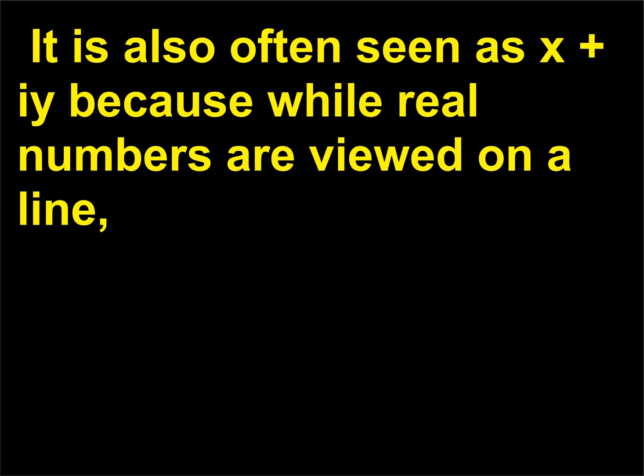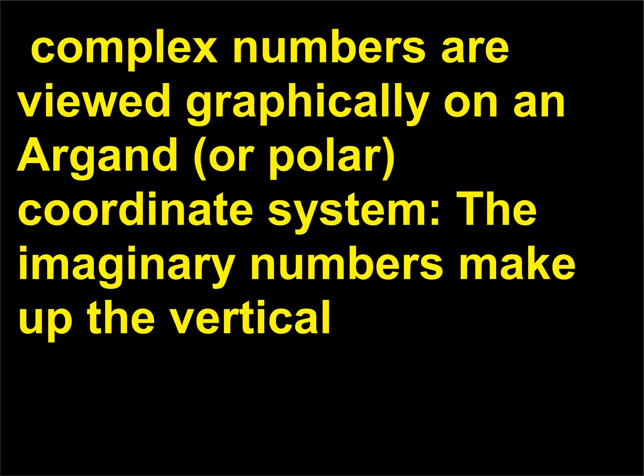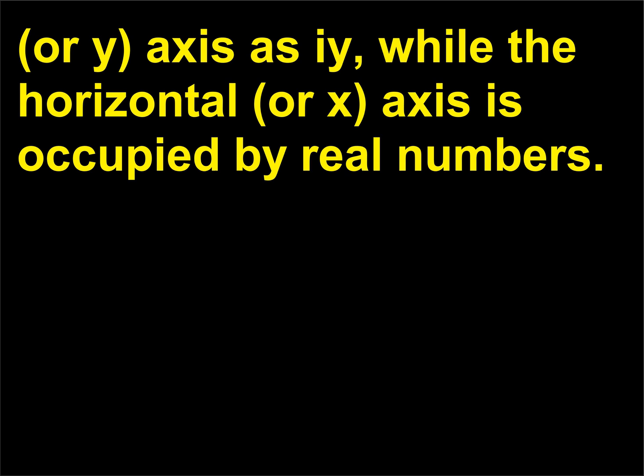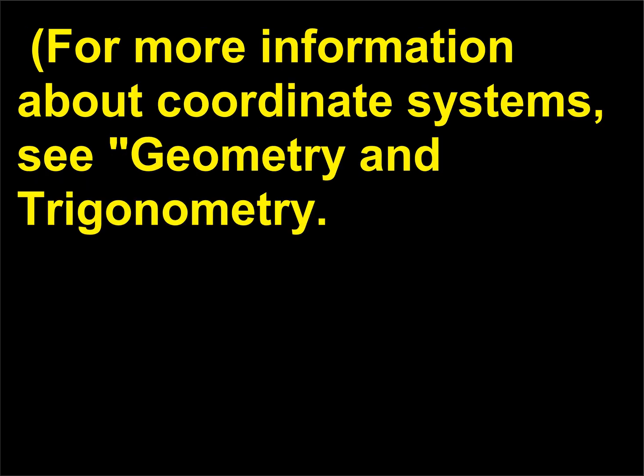It is also often seen as x + yi because while real numbers are viewed on a line, complex numbers are viewed graphically on an Argand, or polar, coordinate system. The imaginary numbers make up the vertical, or y, axis as yi, while the horizontal, or x, axis is occupied by real numbers. For more information about coordinate systems, see geometry and trigonometry.